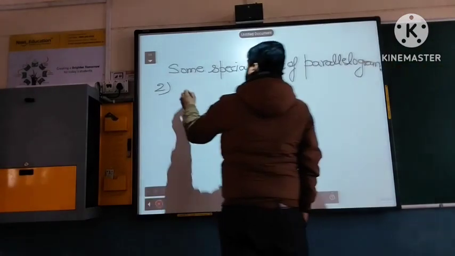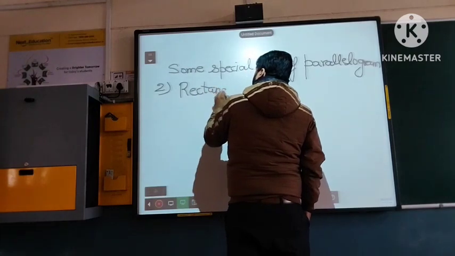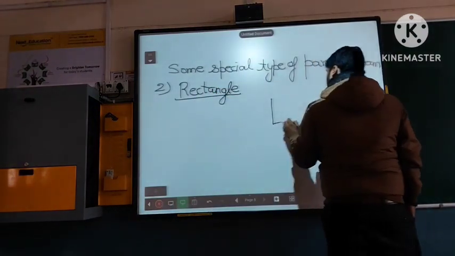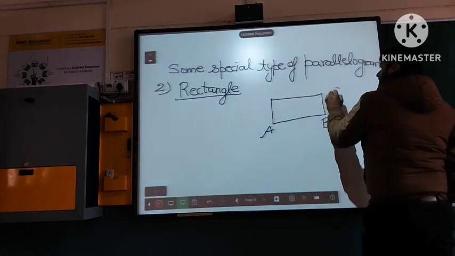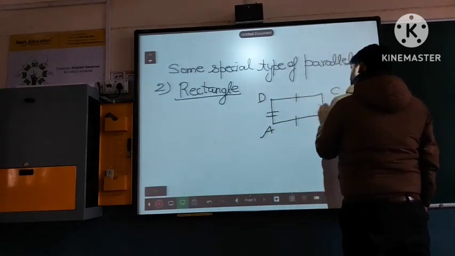First one is rectangle. Now how you can define a rectangle is, let me draw a rectangle first. It is A, B, C and D. In a rectangle, again opposite sides are equal.